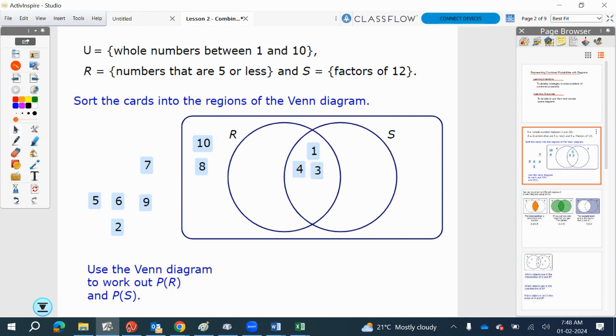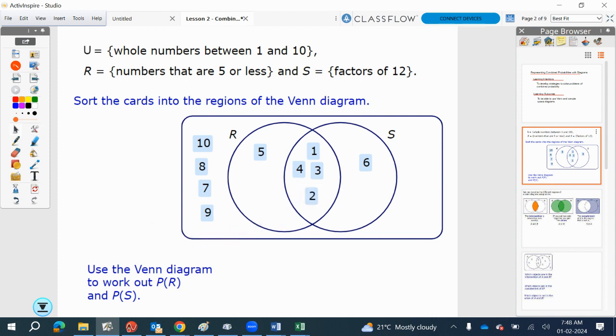Listen to the vocabulary word: the intersection. What about 7? Is this a factor of 12? No, that one's on the outside. 5? No, that's not a factor, but it is 5 or less. 6 is a factor of 12, but it's more than 5. 9 is going to go in the universal set, and 2 in the intersection.